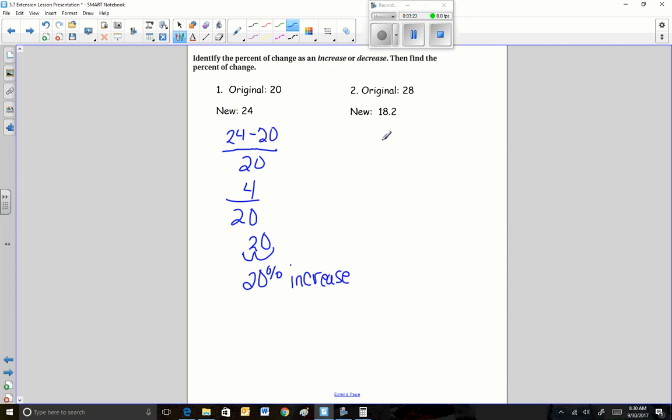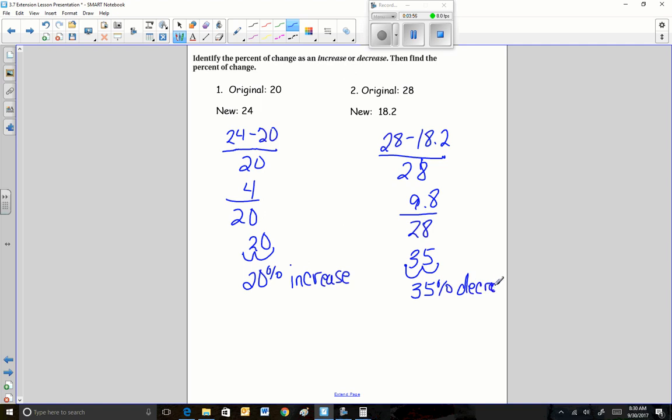The second one here, we have 28, it's a decrease because it went down, so 18.2 divided by your original. If you subtract this, you get 9.8 divided by 28, and when you take 9.8 and divide by 28, you get 0.35. Move it 2 places to the right, so now it's 35%, and this must have been on sale for 35%. And that's called a decrease. When it goes down, that's the percent of decrease.